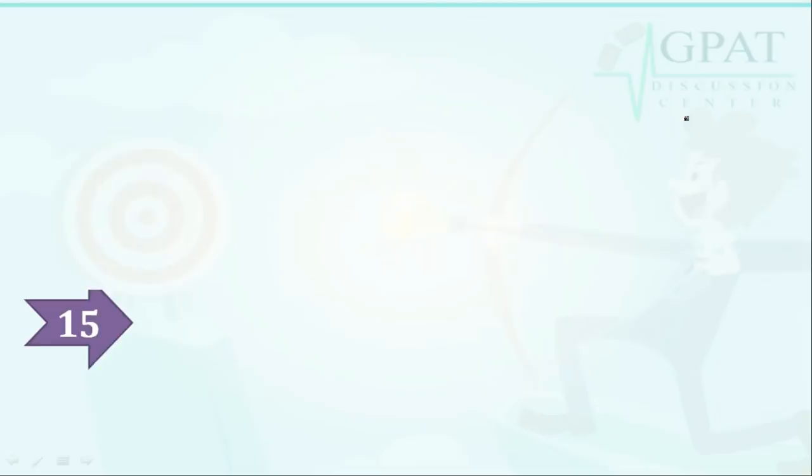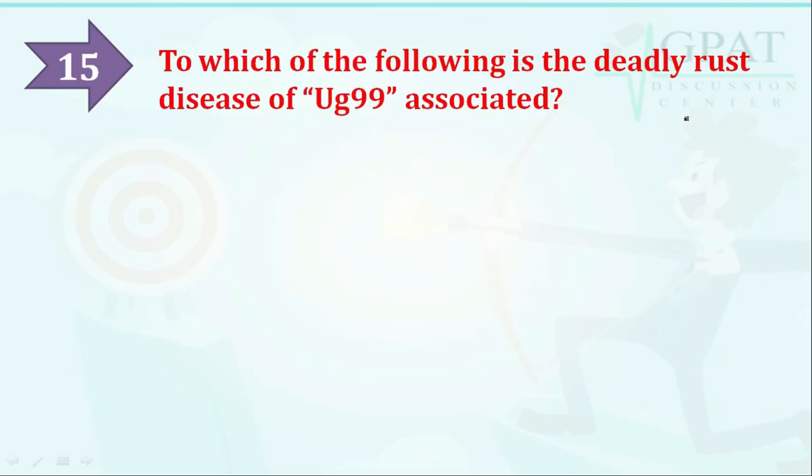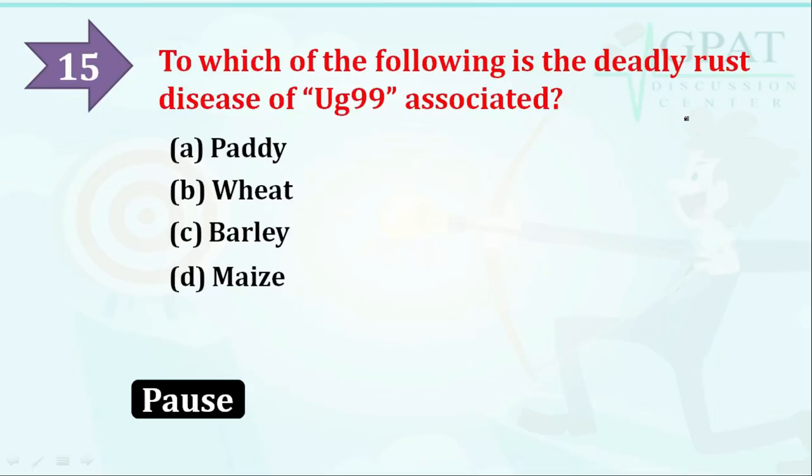Moving on, the next and last question of this video is, with which of the following is the deadly rust disease UG99 associated? Option A is paddy, option B is wheat, option C is barley, option D is maize. So the deadly rust disease is associated with wheat.